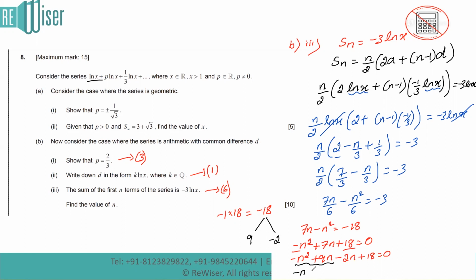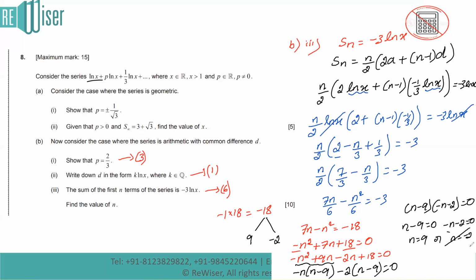So if I factorize it, if I take minus n common out, that's going to be n minus 9. And if I take minus 2 common out, it's going to be n minus 9 equal to 0. We can factor out further as n minus 9 times minus n minus 2 equal to 0. Whenever the product of two factors is 0, we can say either n minus 9 equals 0 or minus n minus 2 equals 0. In that case, either n is 9 or n is negative 2.